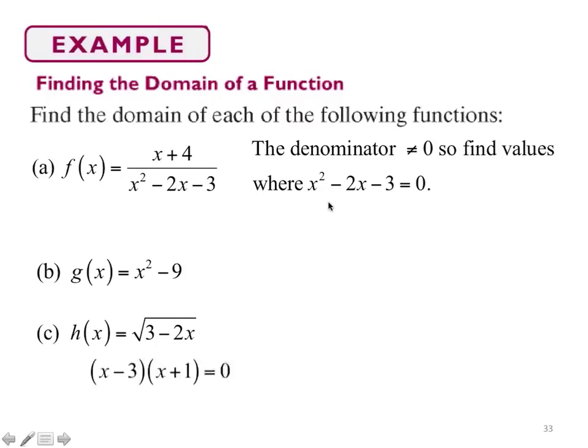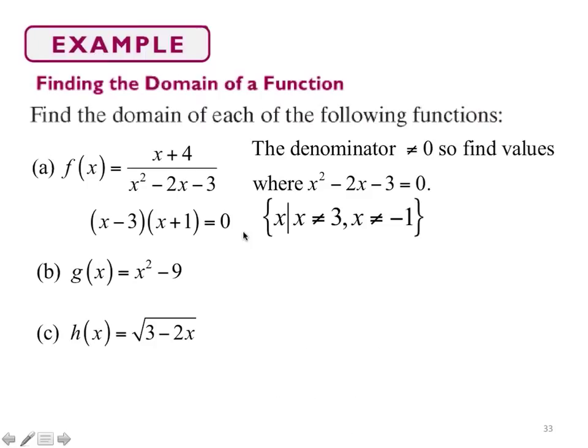If we go ahead and factor our denominator, we get x minus 3 times x plus 1 equals 0. So we would get x equals 3 and x equals negative 1 being the two points that cause issues. So our domain is going to be x such that x is not equal to 3 and x is not equal to negative 1.